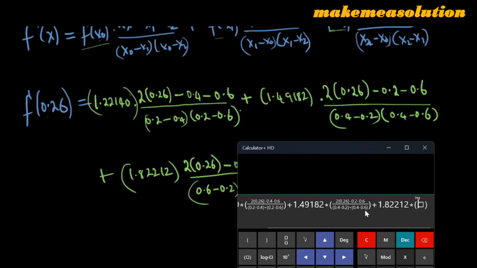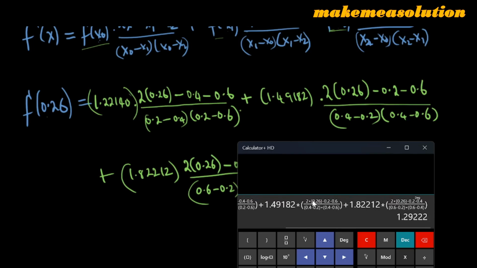1.82212 times, open brackets, you put the fraction, and you have 2 times 0.26, okay, minus 0.2 minus 0.4, and we now have 0.6 minus 0.2 times 0.6 minus 0.4. So let me just make some corrections before I actually solve. I didn't put a times here, so it will give me an error. The same thing, supposed to be a times here. So we've set it up, and we are ready to press evaluate.